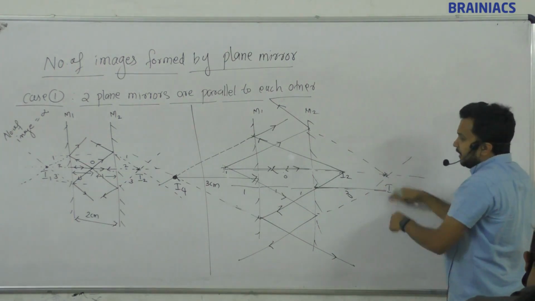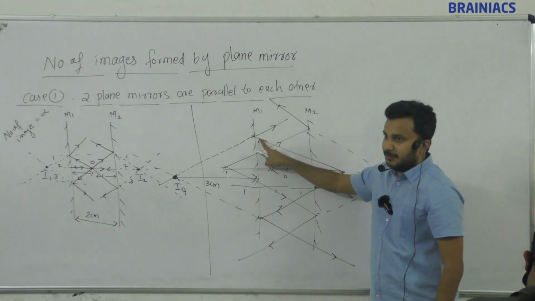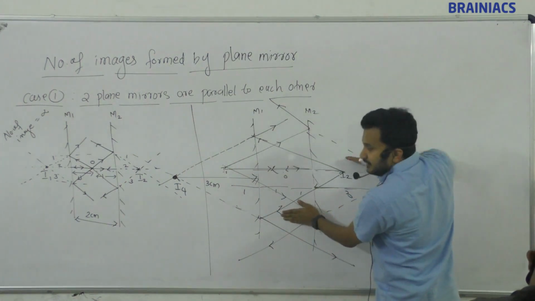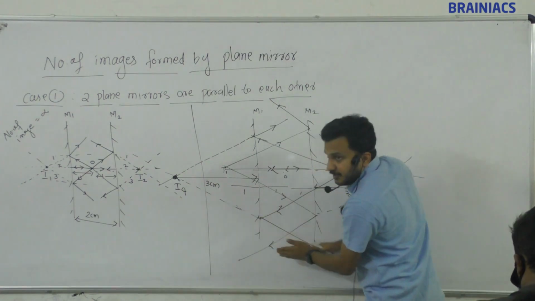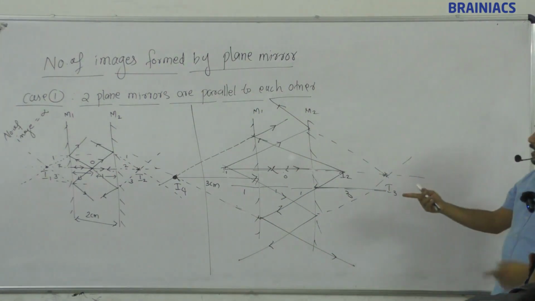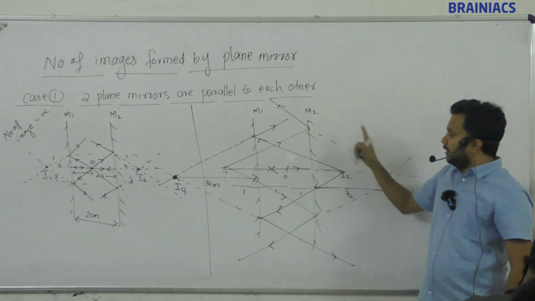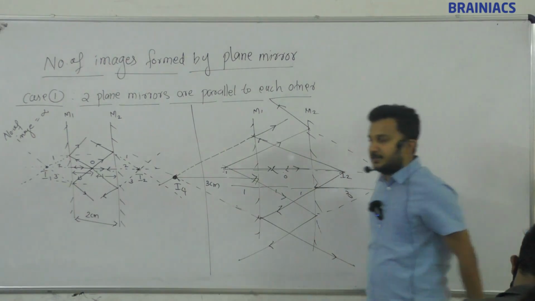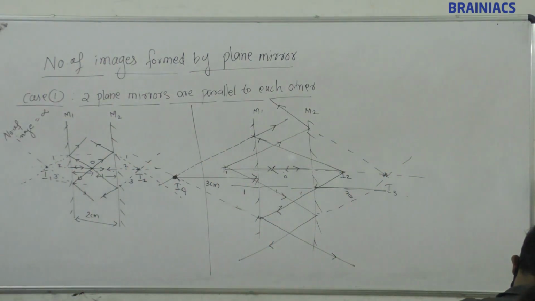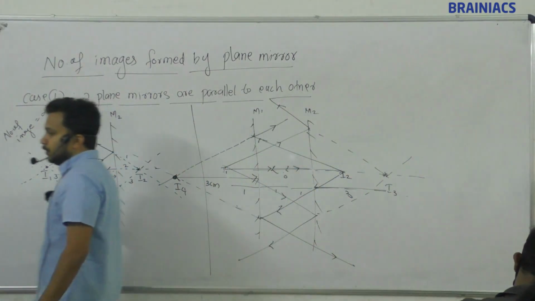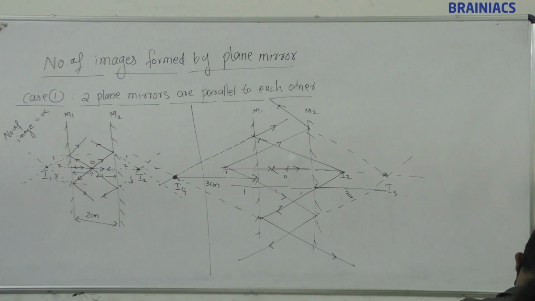Then the same story will repeat. I2 will act as an object again for M1, and there are three lines: incident ray, reflected ray, incident ray, reflected ray, incident ray, reflected ray. All three will meet and merge here and form I4. Then again I4 will act as an object for M2, and I3 will act as an object for M1. This will continue: I3, I4, I5, I6, I7 and so on till infinity. So the number of images formed when two plane mirrors are parallel to each other is infinity.